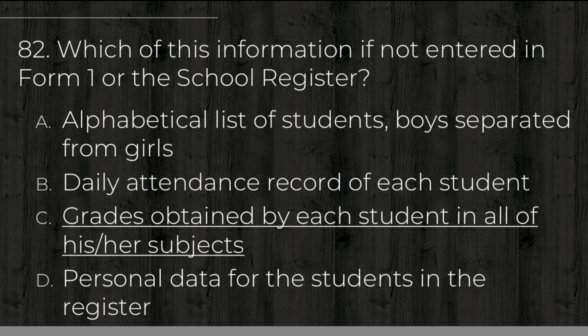Grades obtained by each student kasi yung Form 1, yung school register, records students' names, attendance, and personal data, but not grades. Ang grades ay nare-record sa report card or Form 138 and Form 137. Yung alphabetical list of students, boys separated from girls, yung letter A, this is included in Form 1. Yung letter B, attendance is part of Form 1. And letter D, student information is recorded in Form 1. So, number 82 ay letter C.